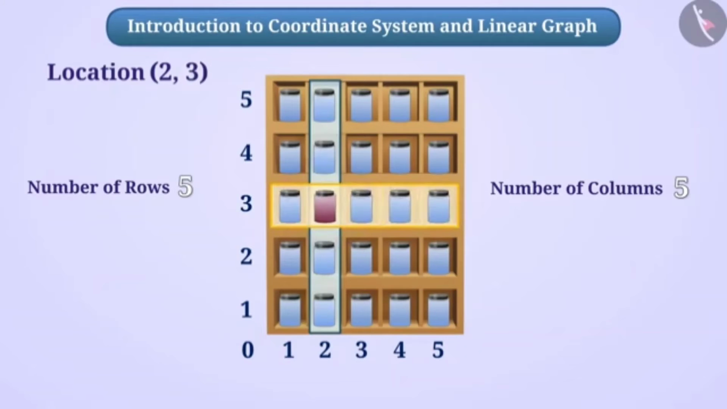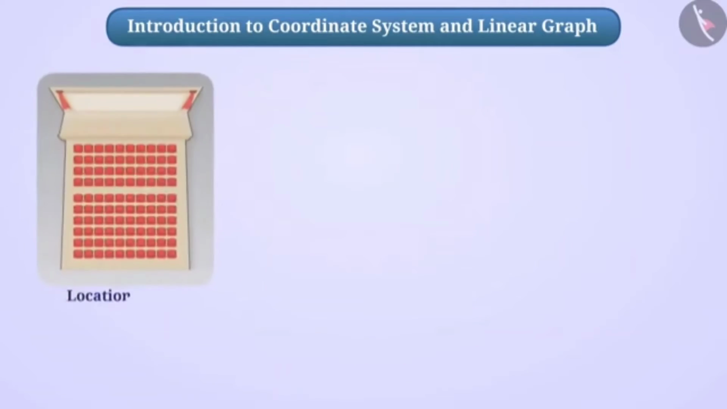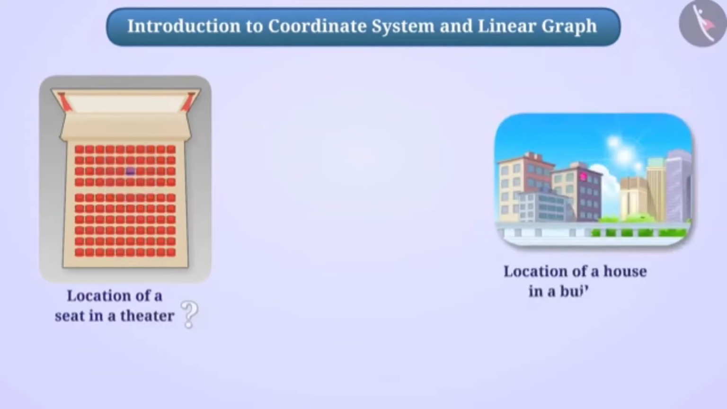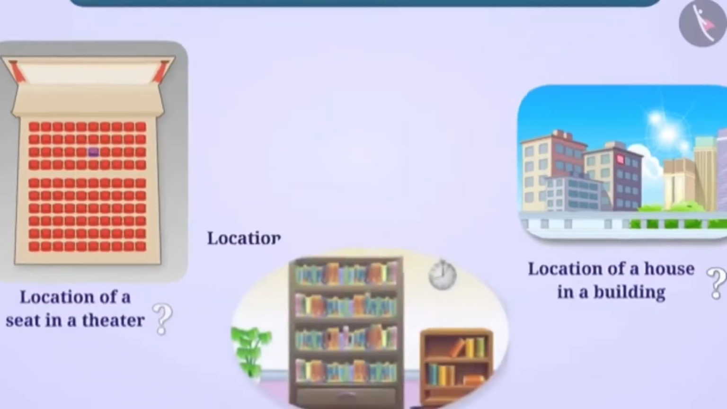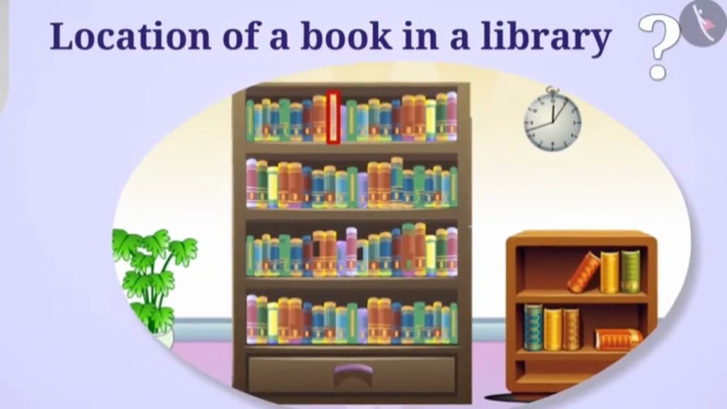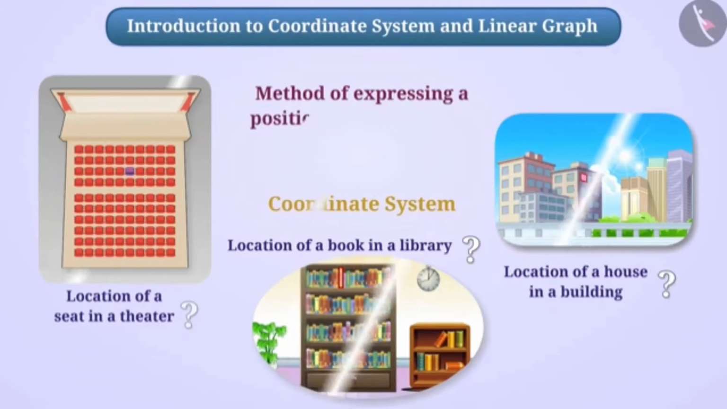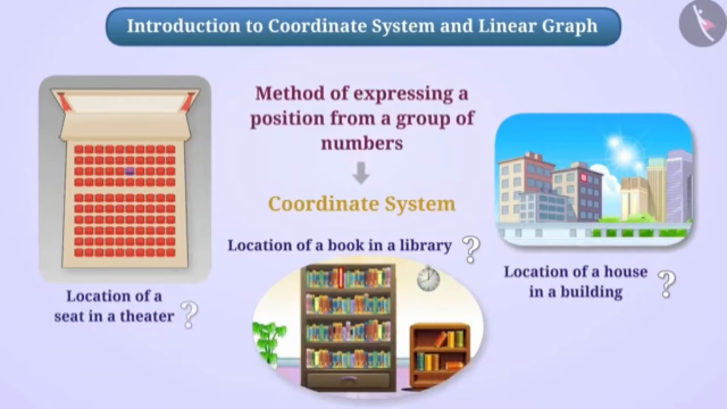This understanding of determining the location in a plane helps us in many situations, such as to find the exact location of a seat in a theater, to indicate the correct location of our house in a building, to indicate the correct location of a book in a library, etc. In all these situations, we unknowingly use the coordinate system. The method of expressing a position from a group of numbers is called the coordinate system. With the help of this method, we can determine the position of a point in a plane.